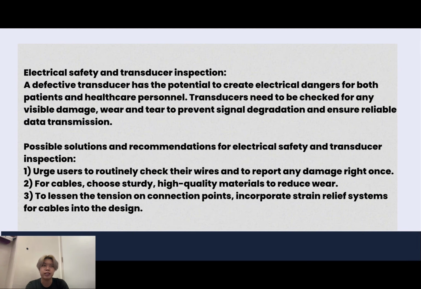Possible solutions and recommendations for electrical safety and transducer inspections include, firstly, urge users to routinely check their wires and to report any damage. Secondly, for cables, choose sturdy, high-quality materials to reduce wear. Thirdly, to lessen the tension on connection points, incorporate strain relief systems for cables into the design.